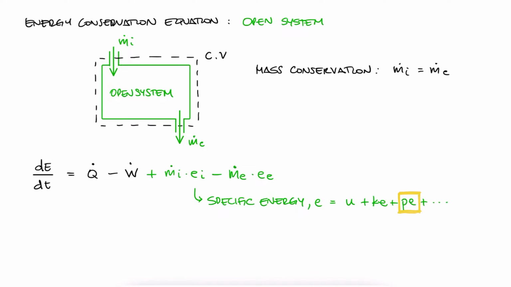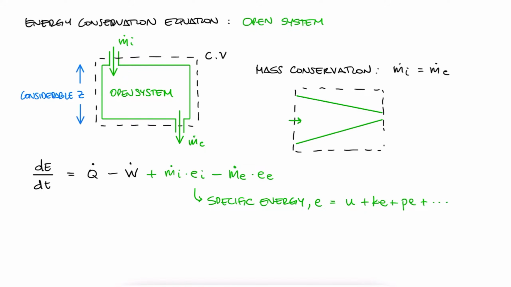Sometimes potential energy is negligible, but if the inlet and outlet are positioned in a way where the difference in height is big, we would definitely take potential energy into account. And it's the same with kinetic energy. If we have a control volume around a nozzle, for example, we'd have much lower velocities coming in than those coming out, and we would therefore include the kinetic energy term inside our e variable.